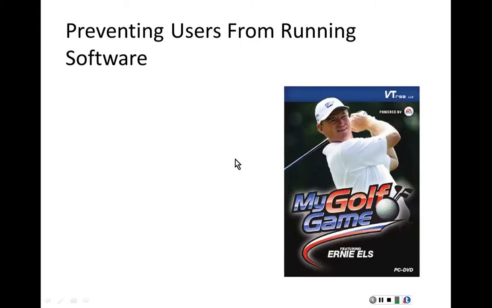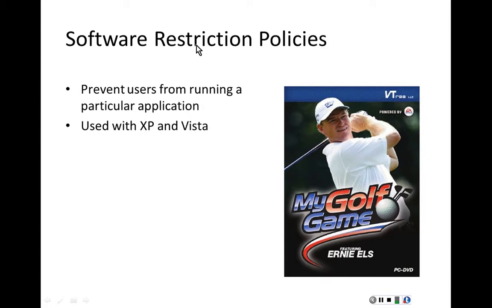There might be certain software that's being used in your organization that you don't want people to use on the job. So what we can do is we can either use software restriction policies for XP and Vista, or we can use AppLocker. AppLocker can be used for Windows 7, 8, and 9. Let's start out with software restriction policies. The purpose of a software restriction policy is to prevent users from running a particular application. It's used with XP and Vista.